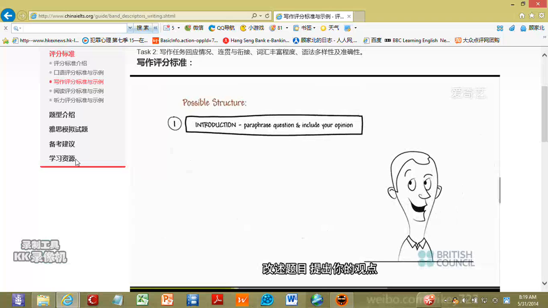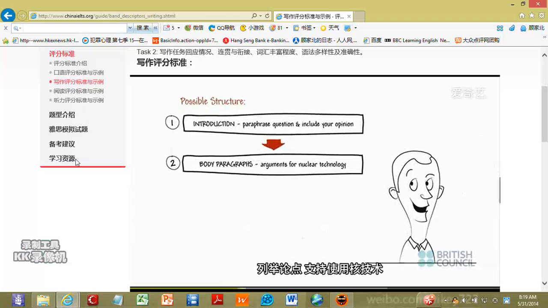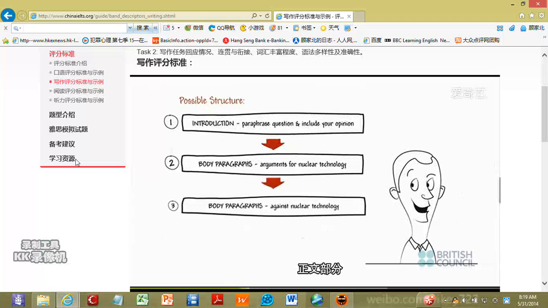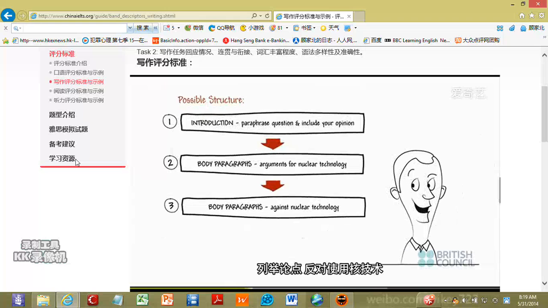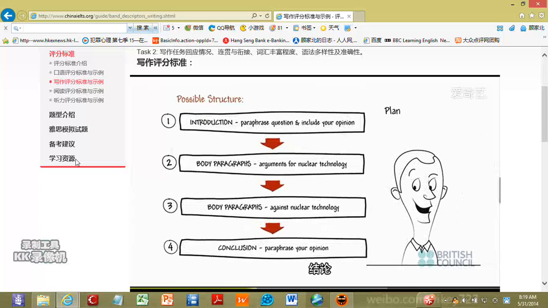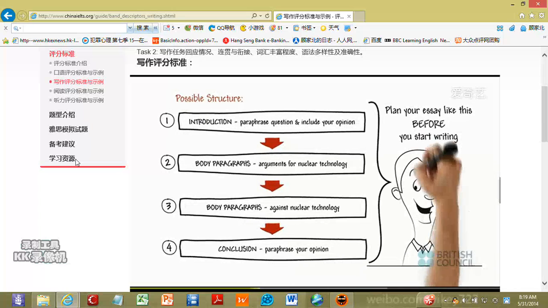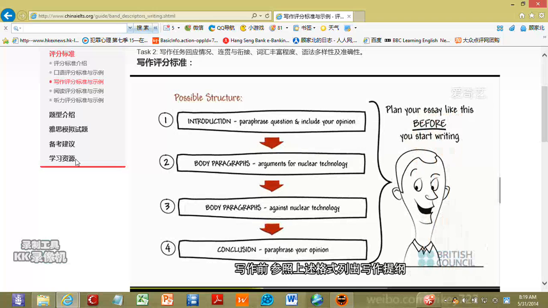Introduction. Paraphrase question and include your opinion. Body paragraphs. Arguments for nuclear technology. Body paragraphs. Against nuclear technology. Conclusion. Paraphrase your opinion. Plan your essay like this before you start writing.